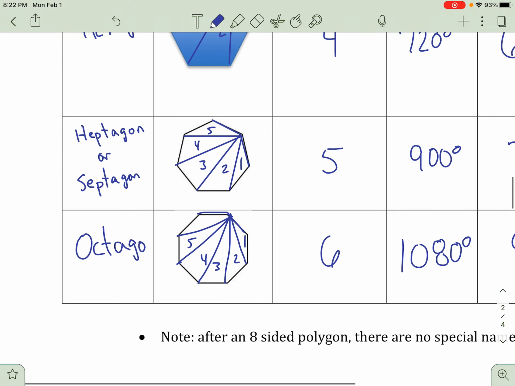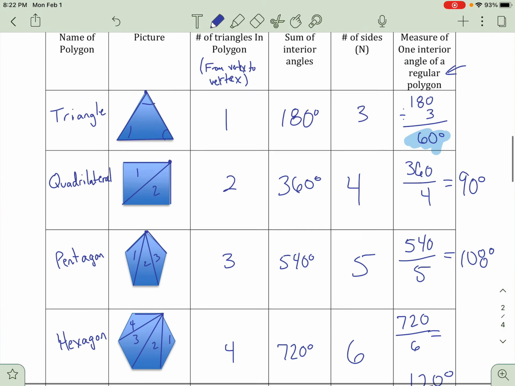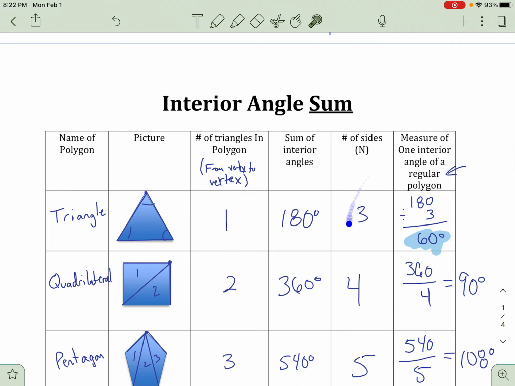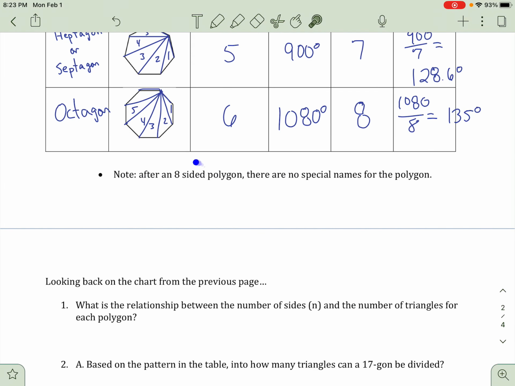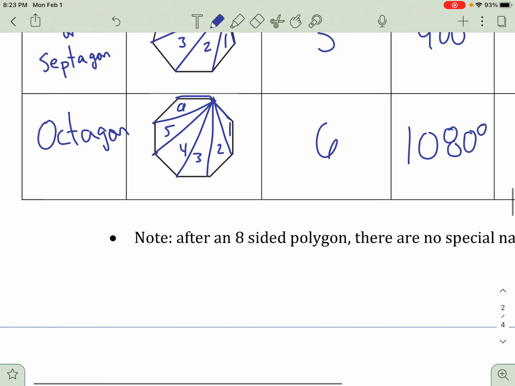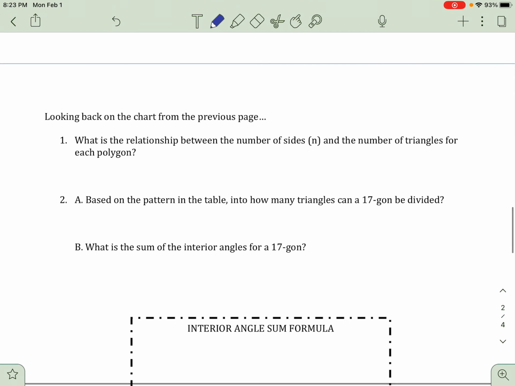So that's how you can figure it out. If you don't know them off the top of your head, it'd probably be a lot faster just to do that, but again, personal preference. Take the number of triangles you can make, multiply that by 180. That gives you the sum, and then divide that by the number of sides. Note real quick, after an 8-sided polygon, there are no special names for the polygon, so we'll stick to 8 here and probably won't go above that.